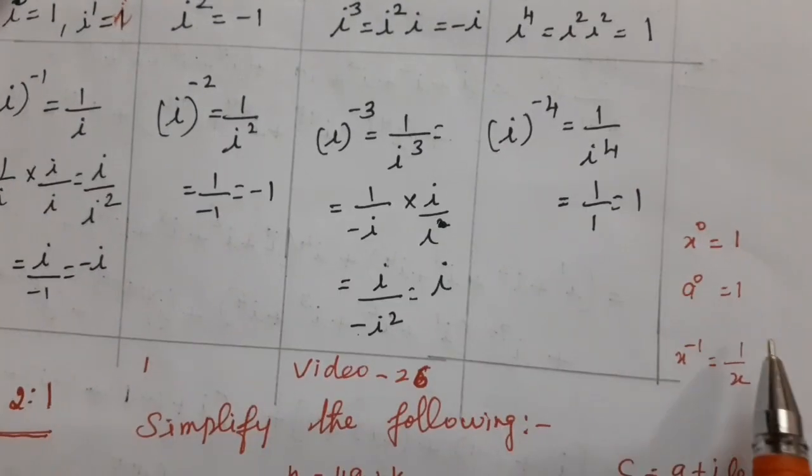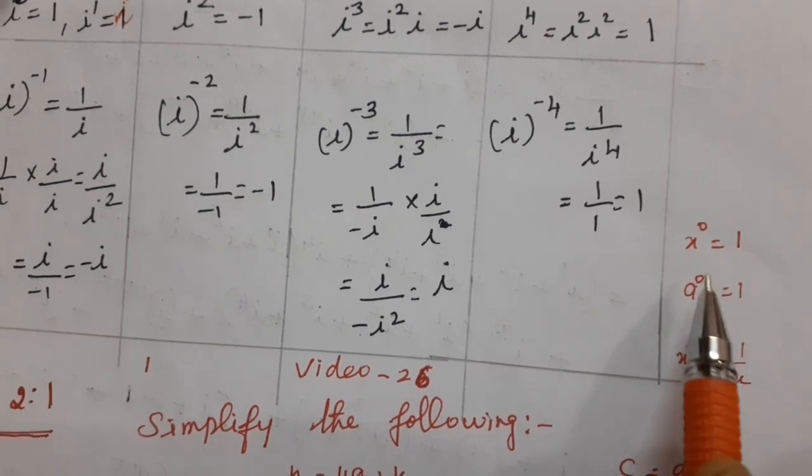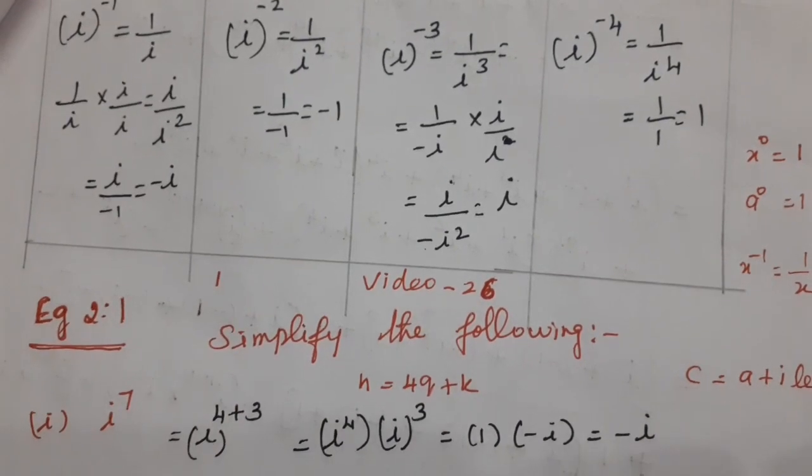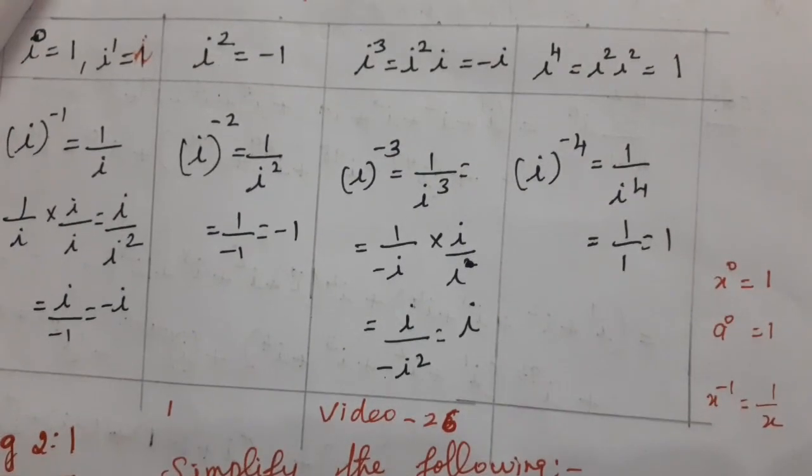X power 0 equals 1. A power 0 equals 1. That is, anything power 0 equals 1. Okay, these are very well known to you. So if you are having a complex number, what are we going to do? You simplify it. How to simplify the complex number?